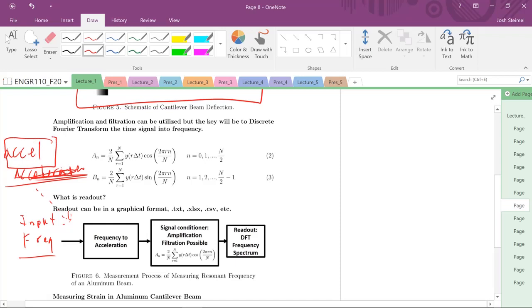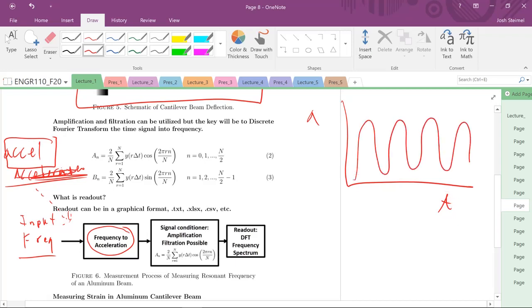So what's our sensor transducer step? We want to measure frequency. We're going to convert that frequency to acceleration. So we are going to get a plot of acceleration versus time, and you're going to see basically this type of signal as an output. So that's our transducer step. We're converting frequency to acceleration via our accelerometer.